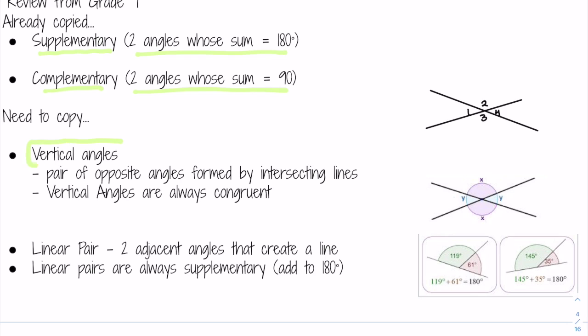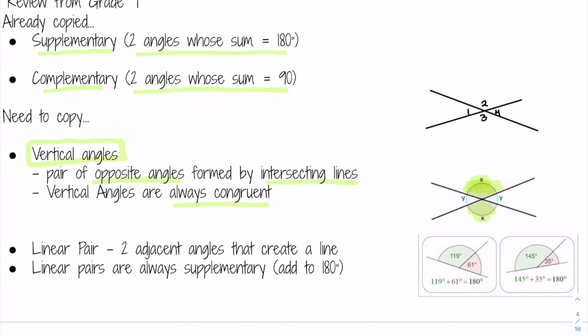So vertical angles are created by intersecting lines, and they're the opposite angles. Maybe you remember from last year, vertical angles are always congruent. So for example, here we have these two angles. They are opposite of each other, they're across from each other, and they are also congruent.